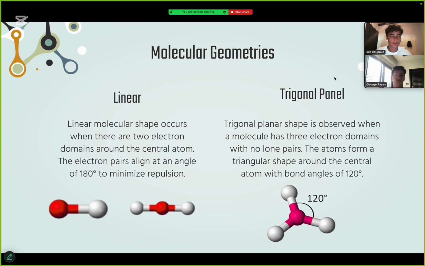Now we're going to start off with the molecular geometries. Linear. Linear molecular shape occurs when there are two electron domains around the central atom. The electron pairs align at an angle of 180 degrees to minimize repulsion. Trigonal planar. Trigonal planar shape is observed when a molecule has three electron domains with no lone pairs. The atoms form a triangular shape around the central atom with bond angles of 120 degrees, as shown in the image below.